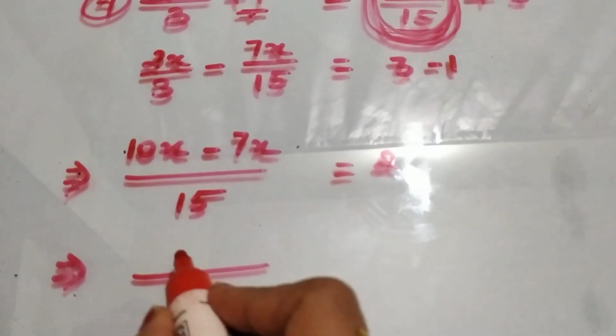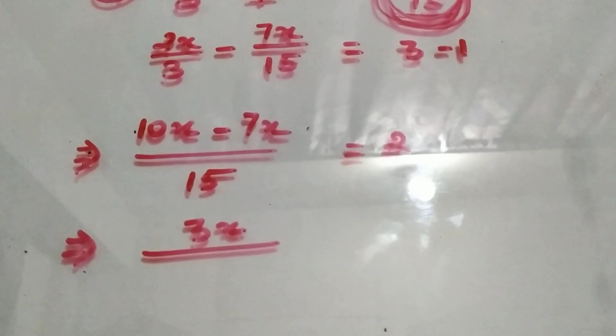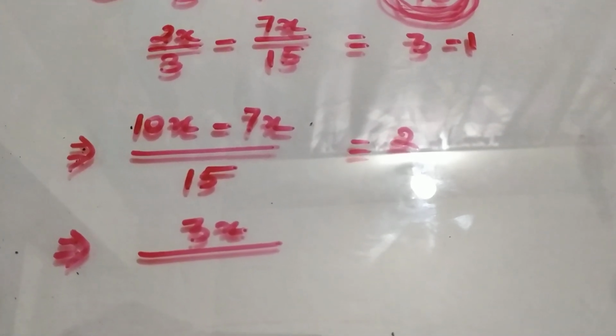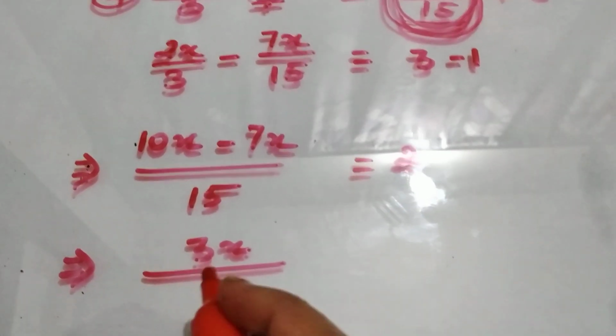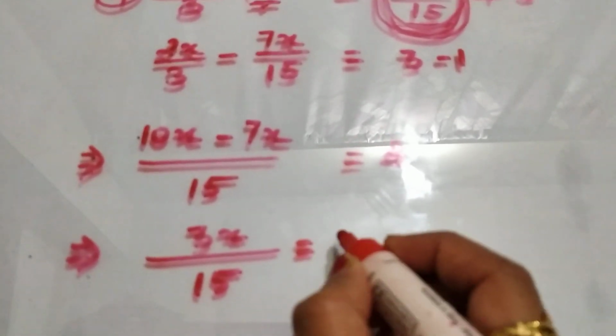10x minus 7x is equal to 3x. You know, always subtract number with number, not variable, right? In like form, like and unlike you already studied in your previous class. 3x by 15 equals to 2.